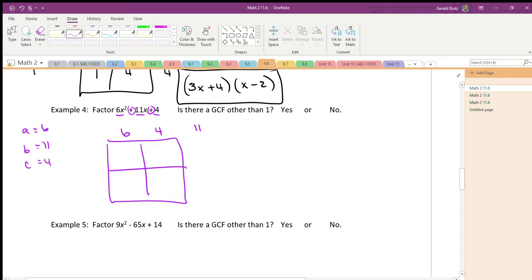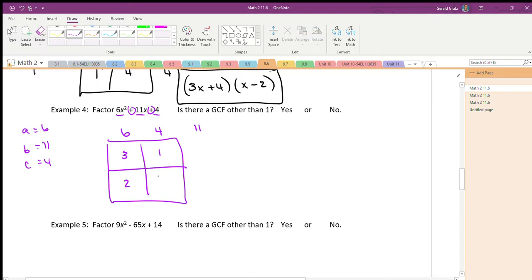So two numbers that multiplied equal 6. I'll try 3 and 2 again. Two numbers that multiplied equal 4. I'll try 2 and 2. So 3 times 2 is 6. 2 times 2 is 4. When I add 6 plus 4, that does not equal 11. So I have the wrong number.